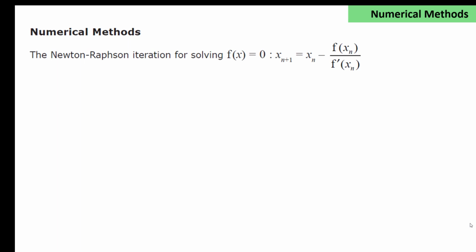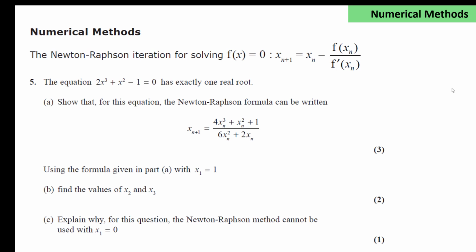Finally, we're going to look at the Newton-Raphson iteration for solving the equation f(x) equals 0. This gives an iterative formula where x_(n+1) equals x_n minus f of x_n over f dashed of x_n, the derivative of f(x) at x_n. Let's look again at an example. Here's our equation.